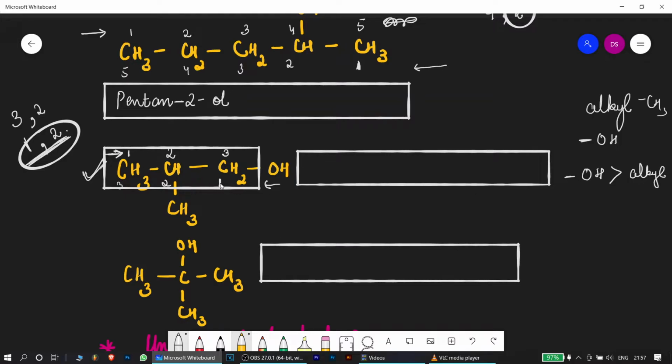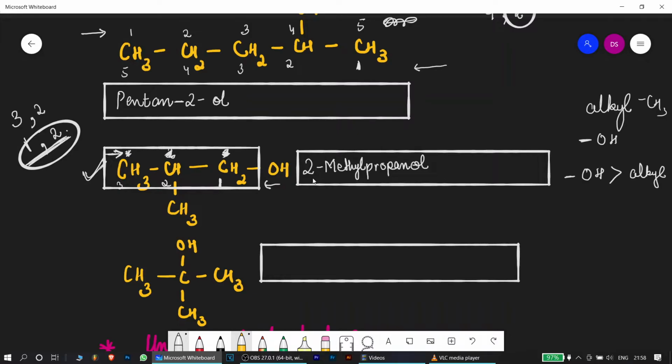So on the second position we have methyl, right? So what we are going to do is we are going to write 2-methylpropan-1-ol, or you can simply write it as ol, right? Because on the first carbon OH is attached. We are not going to follow this order, right?